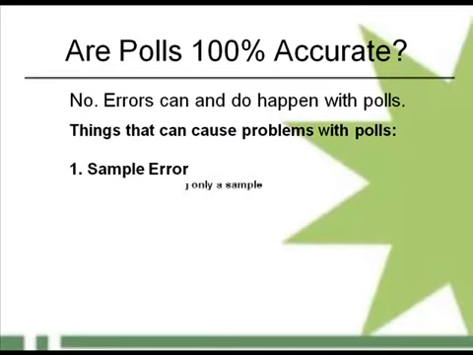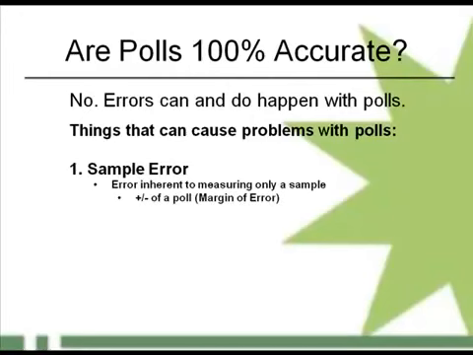Anytime a poll is conducted, there is a sampling error because you're only taking part of the population. The only way to know for sure with 100% accuracy how the whole population will feel about an issue is by asking everybody. Anytime you ask less than the total, there's always a chance that their answers are going to be slightly different. And the most common way that we measure sampling error when we look at a poll is what's called the margin of error, or the plus or minus of a poll.